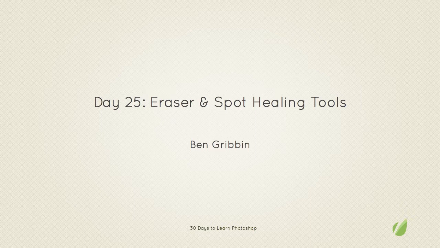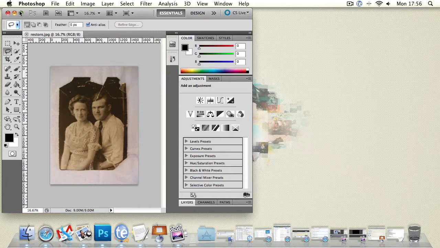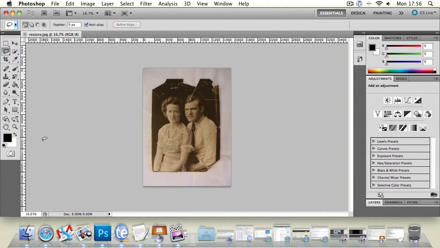My name is Ben Gribbin, and in today's lesson we're going to look at how to use the Eraser and Spot Healing Tools to repair photos and remove sections of layers. So let's jump into Photoshop, and we're going to open up the coarse damaged photograph that we have been using.